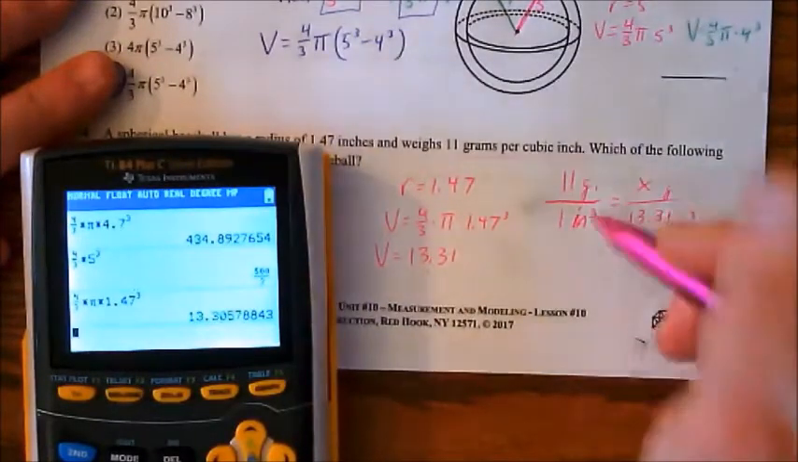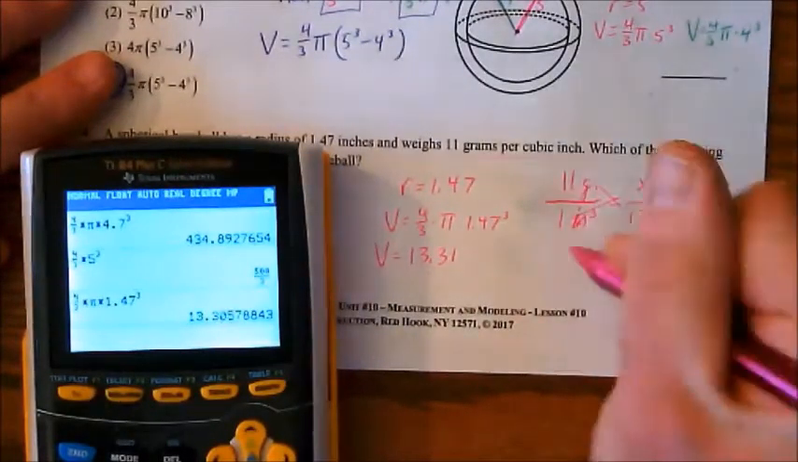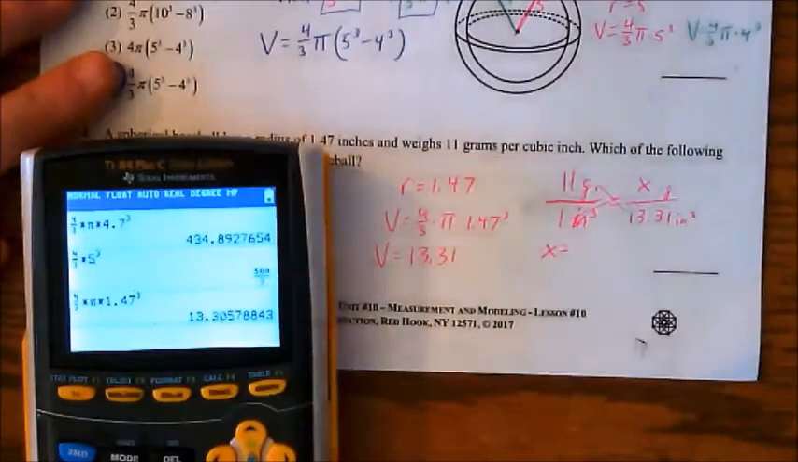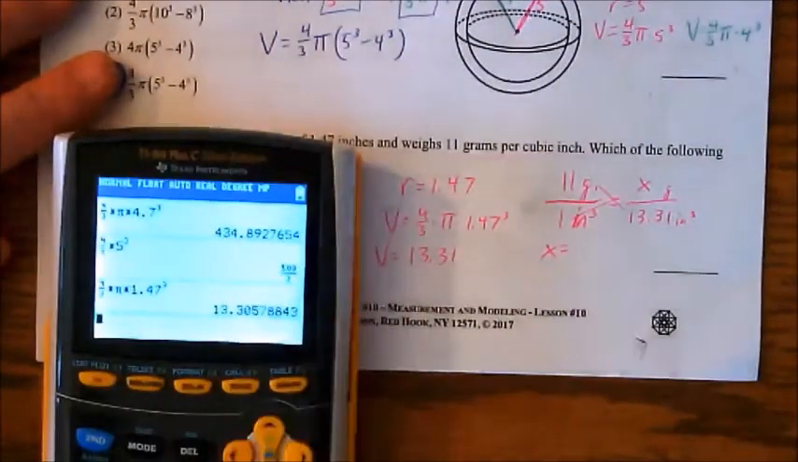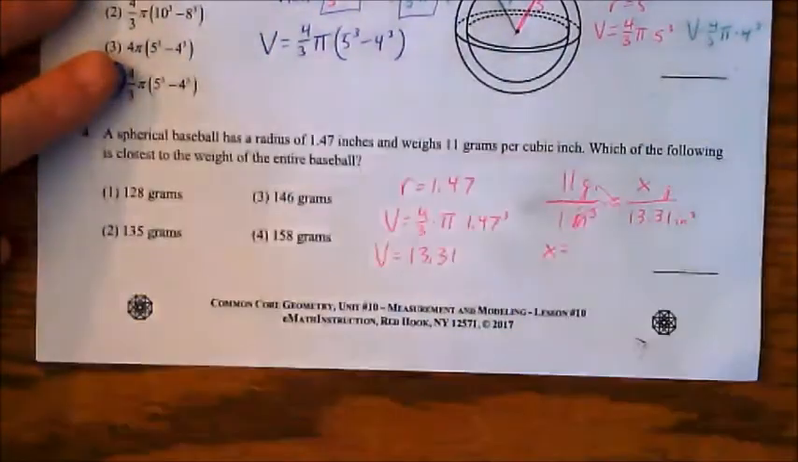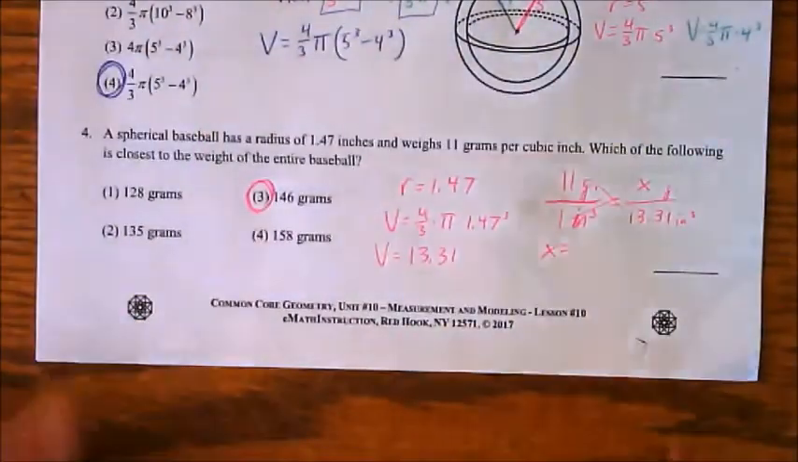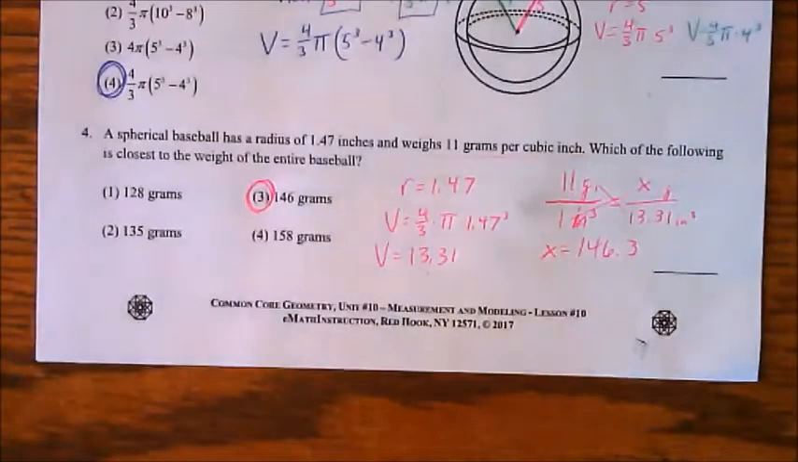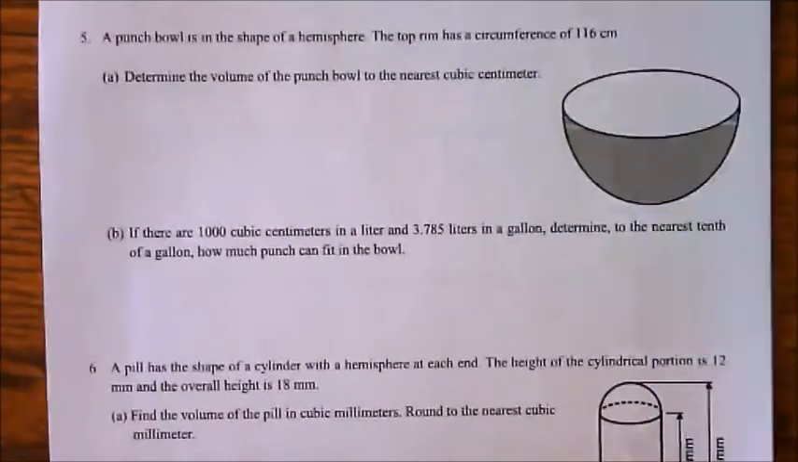So I'm going to type that into my calculator. So 1.47 cubed, we get about 13.3057 and so on. Now instead of writing all of that down, I'll do about 13.31. Now this is where we're going to use the density: 11 grams per cubic inch. So what that tells us is it's 11 grams for 1 cubic inch. So we can actually make this into a proportion.